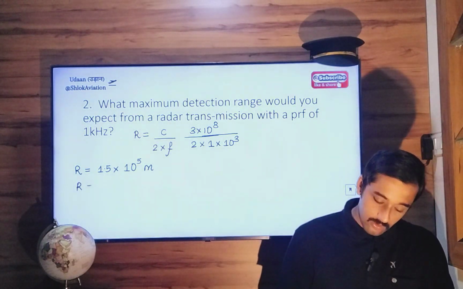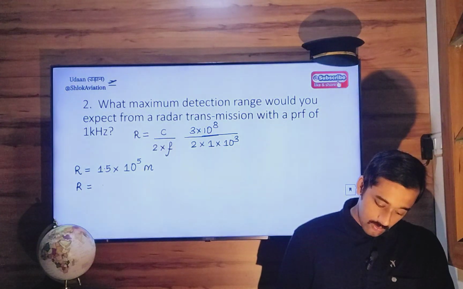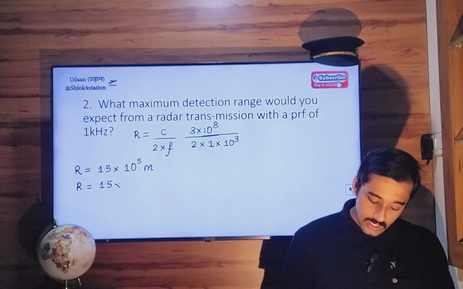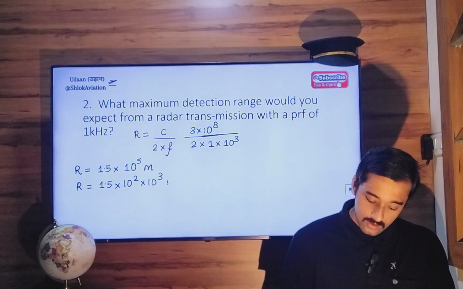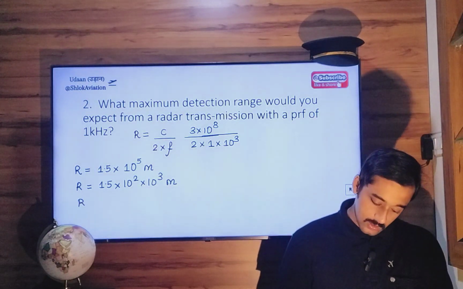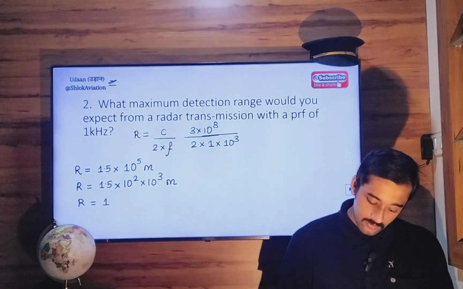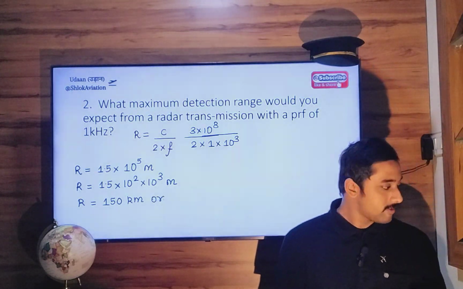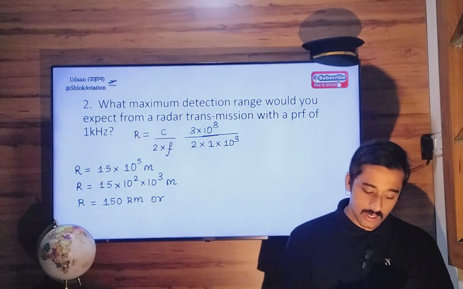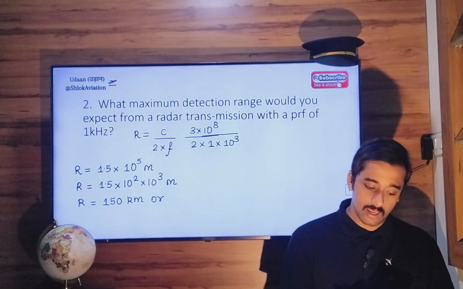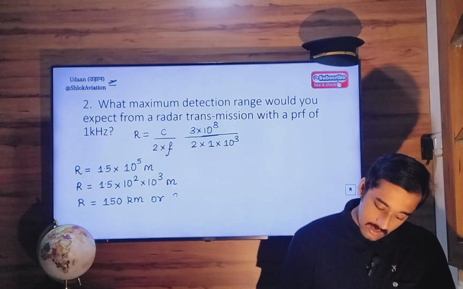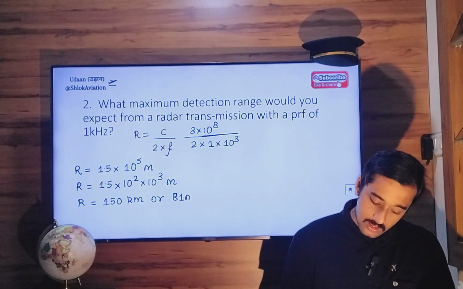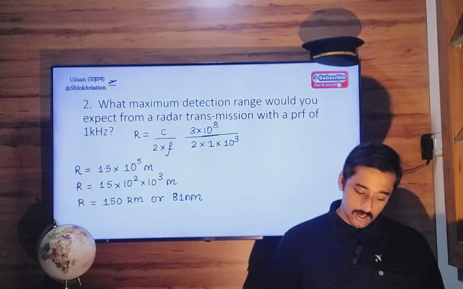So range will be equal to 1.5 into 10 raised to 2 into 10 raised to 3, that is equal to 150 kilometers. And 150 kilometers will be equal to how many nautical miles? 150 divided by 1.85, which is 81 nautical miles. This is how you do it.